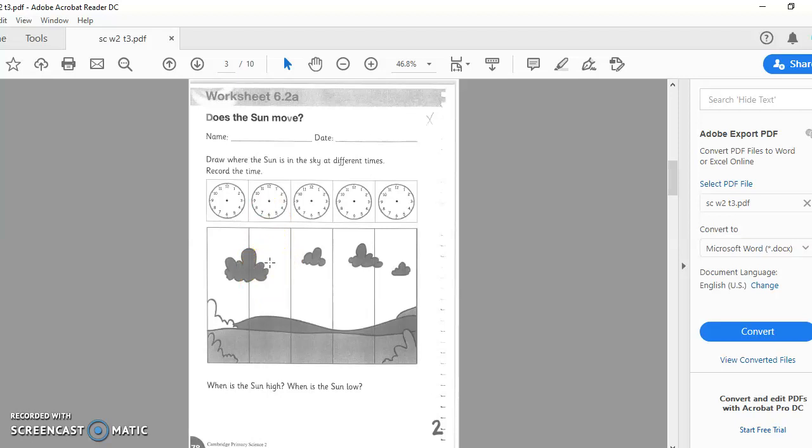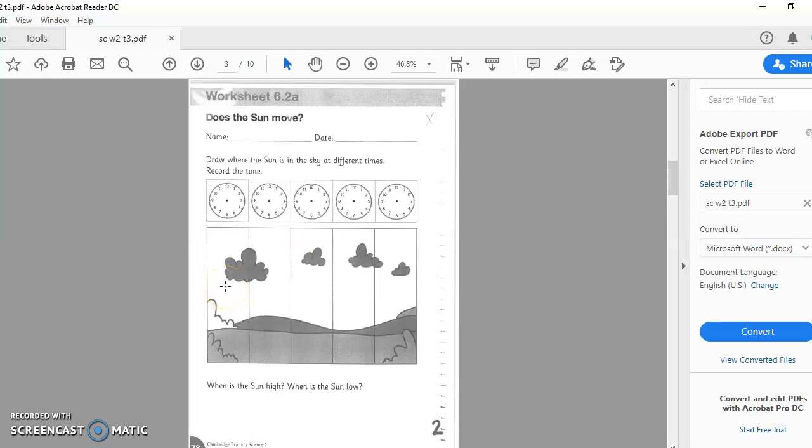Okay? Then you go out at 4 o'clock or at 3 o'clock or 5 o'clock. You write your times, you draw your hands to show that it's 5 o'clock, and you draw where the sun is. And you do that till the end of the activity. So 1, 2, 3, 4, 5. So you draw your hands on the clock and you draw where the sun is.